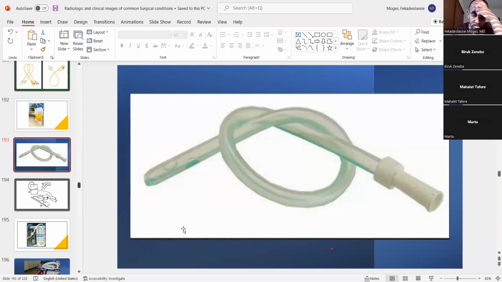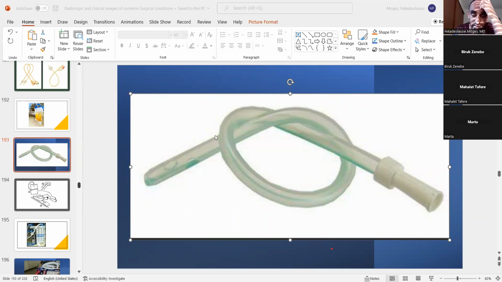Anybody volunteering? All right, that's fine. What is this? Does everybody agree? NG-tube. NG-tube. I personally don't agree. It looks big for an NG-tube, right?